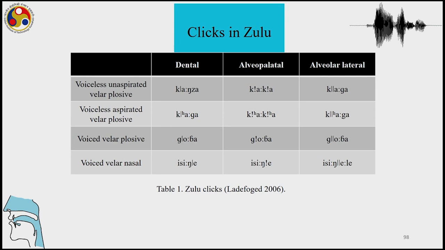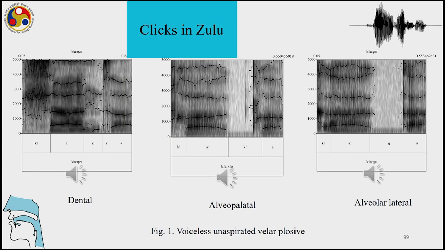So these are clicks in isiZulu, and we can see that they have three places of articulation, that is dental, alveopalatal and alveolar lateral. So this is the voiceless unaspirated velar. This is the dental. Kaka. So this is the dental, this is the alveolar and this is the alveolar lateral.